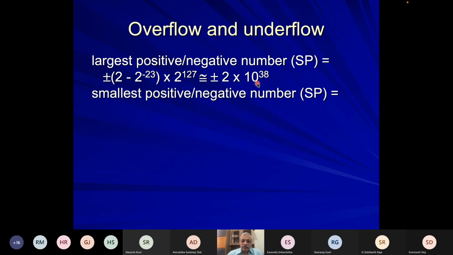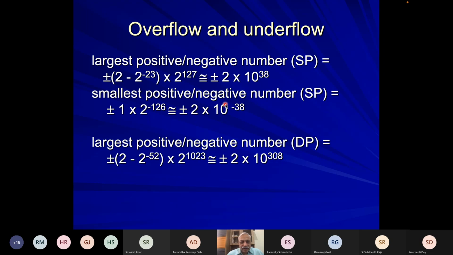For the smallest positive or negative number, you take the smallest value. We are not looking at 0 now. We are looking at the smallest non-zero number, the smallest magnitude other than 0 that we can represent. So we take the smallest F value and the smallest E value, that is minus 126, and this turns out to be 2 into 10 to the power minus 38. So roughly that is the range of values.